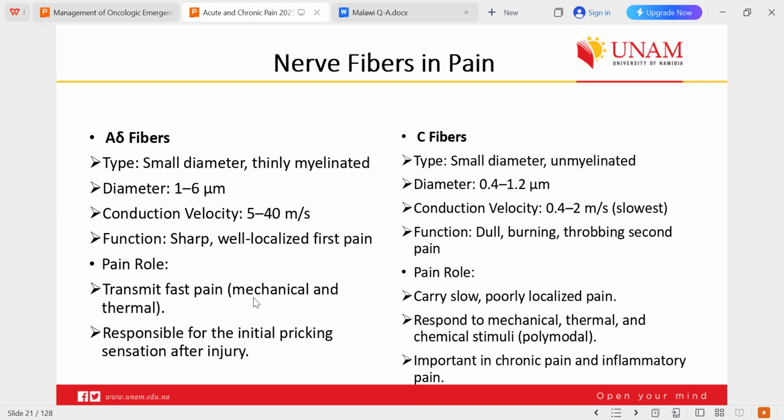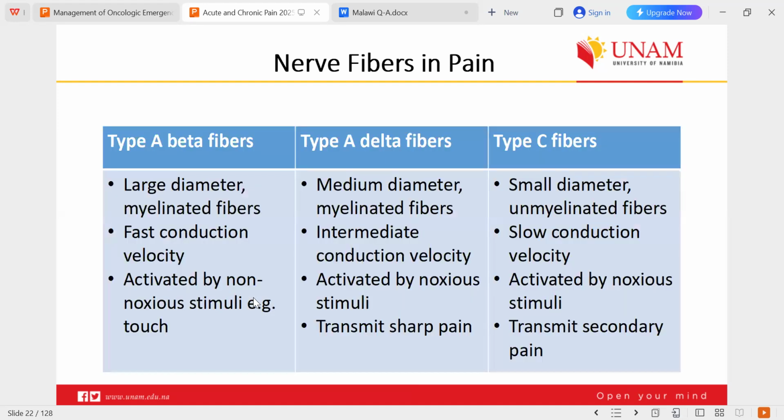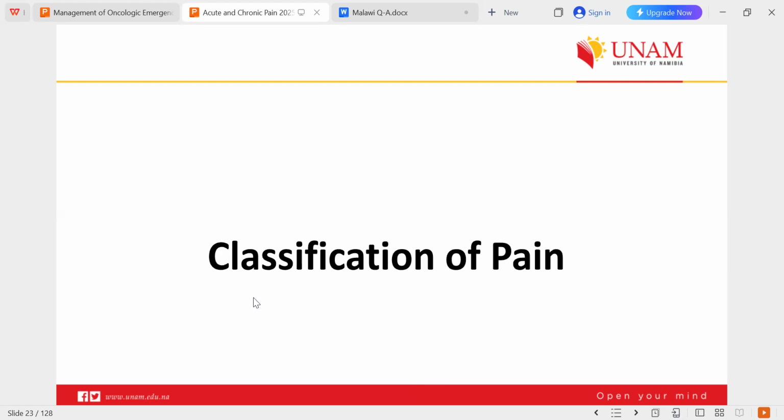The C fibers are small diameter, also unmyelinated, and because of that, they have a very slow conduction rate, actually the slowest, 0.4 to 2 meters per second, and they function for dull, burning, and throbbing second pain. Okay, so this is just a table to show you the different nerve fibers that I've just talked about.